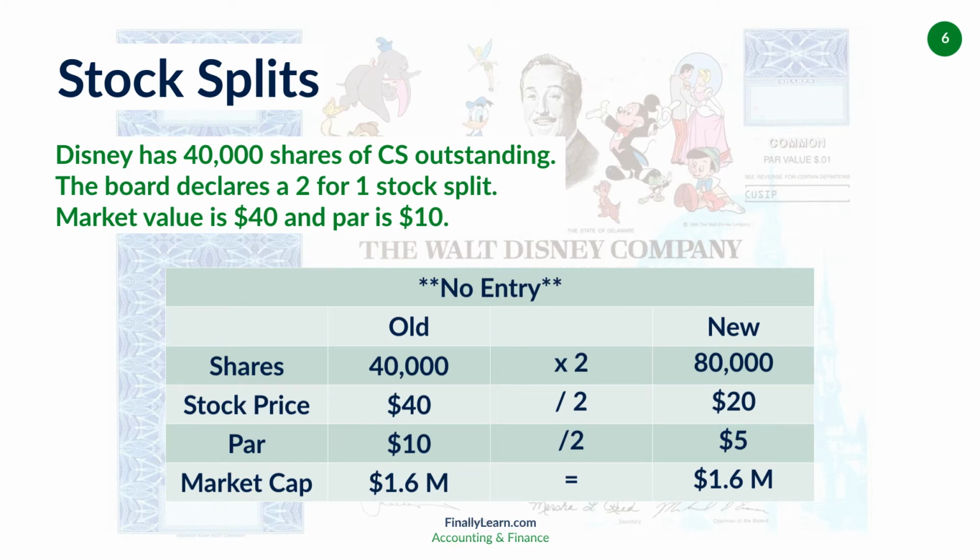Now, this is not really an economic event because the market cap, which is the stock price times the number of shares, is 40 times 40,000, so 1.6 million, 1,600,000. And after the transaction, it's 80,000 shares, but each are only worth $20, so it's 1.6 million again. So the reason why there's no entry is there's not an economic event. It just took the existing shares and split them in half. If it's 3-for-1, then it cuts them in thirds.